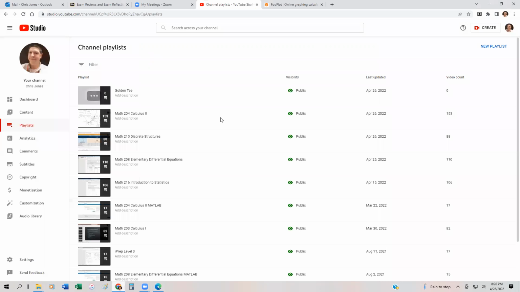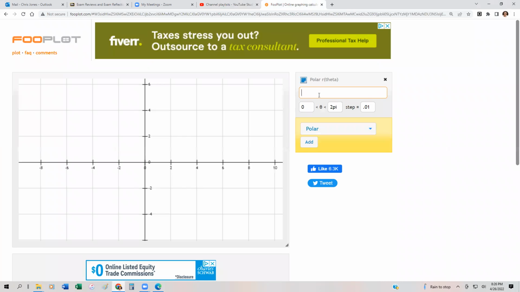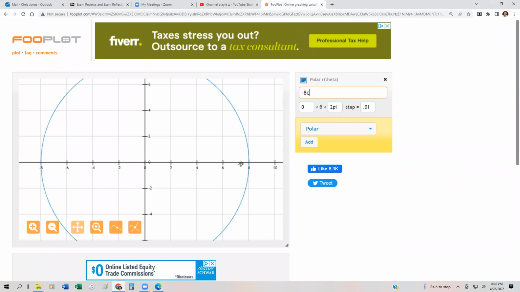A few more examples of being able to convert these polar equations into Cartesian and graphing. So we have r of theta is equal to -8 cos theta plus 2 sine theta. If we use our technology, first of all, just to get an idea of what the graph should look like, we would enter -8 cos of theta plus 2 sine theta.